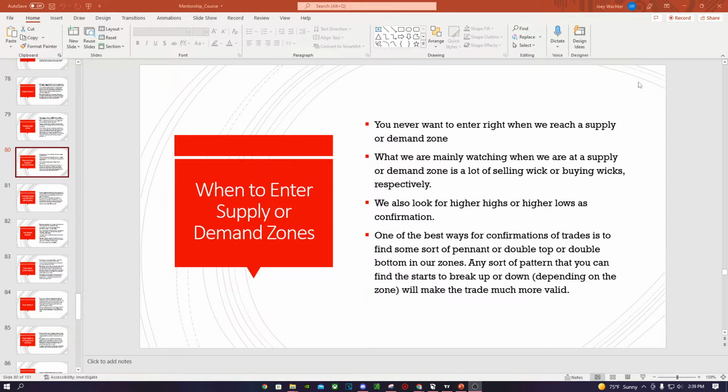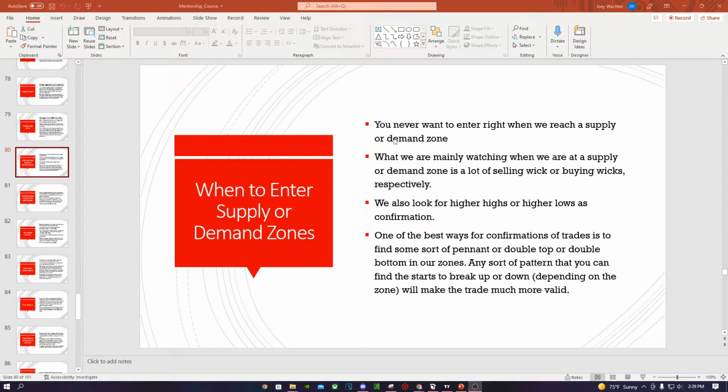Alright guys, so on to the next part. We're going to be going over when you enter supply or demand zones. There'll be a lot of examples over the whole course, but one thing you never want to do when it comes to supply and demand zones and entering is just enter right at the zone.